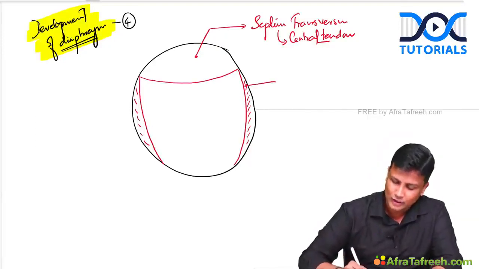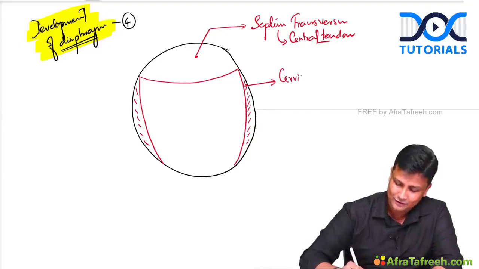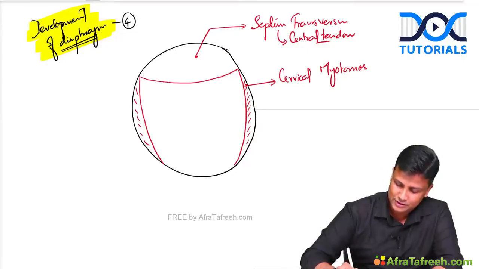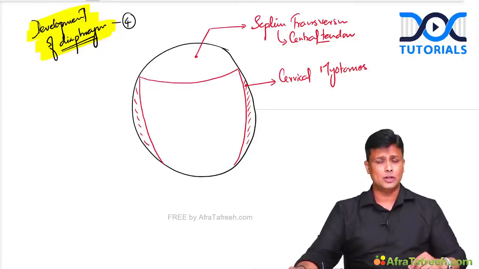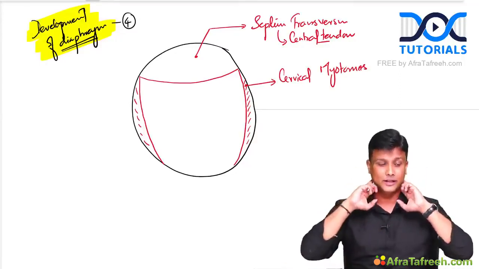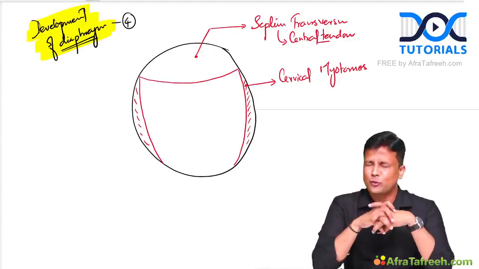But you know, what is the point where the students will be getting confused? The word cervical. Cervical myotomes, most of the students are getting confused with the word cervical there. Why? Because diaphragm here, how come cervical, the neck region, contributing? It's very simple, guys.